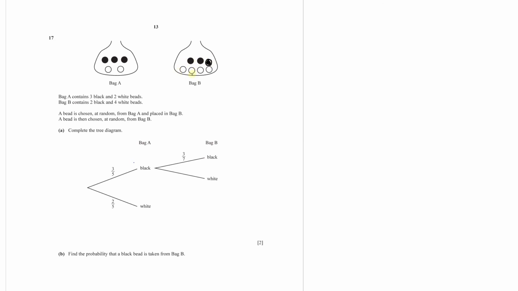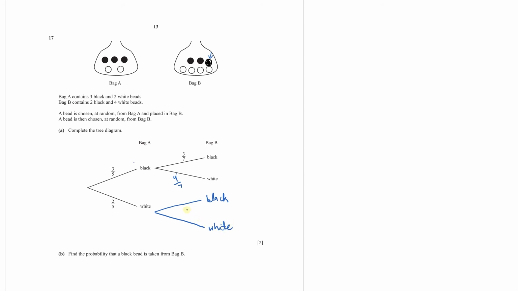So what is the probability of getting a white? You chose a black from this, put it in this, which is this one. And then what is the probability of white? You have 1, 2, 3, 4 whites, and then you have 7 total. So 4 by 7. Now you also have to complete this one here, black and white.